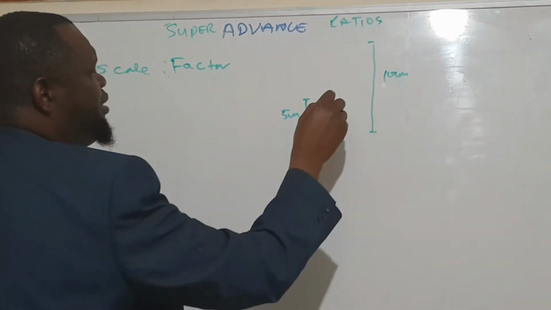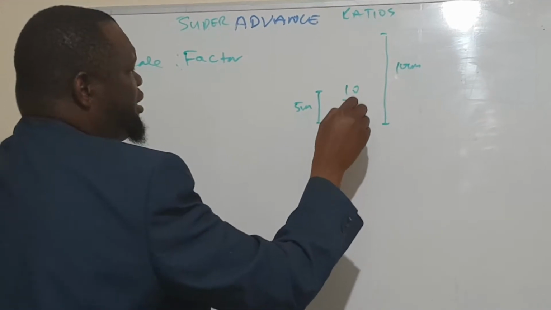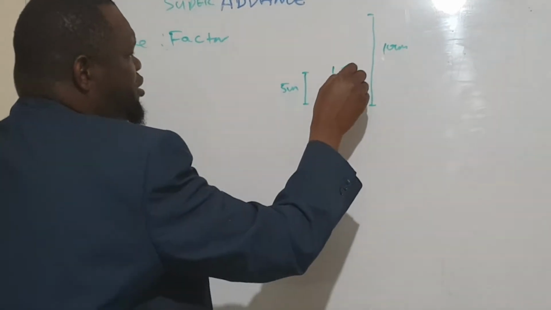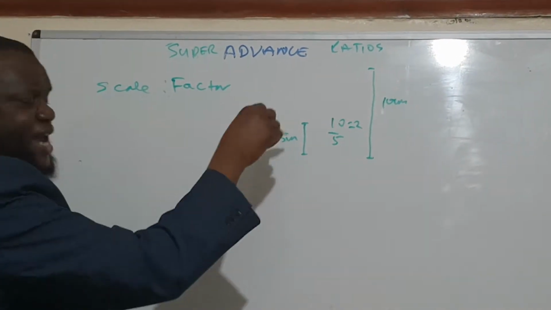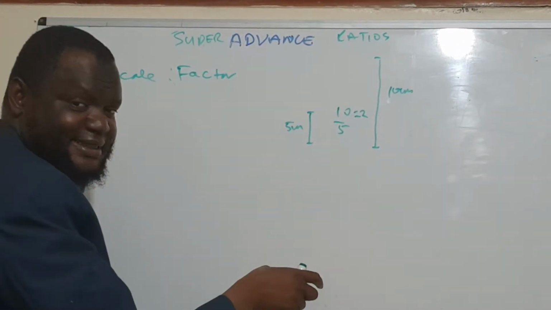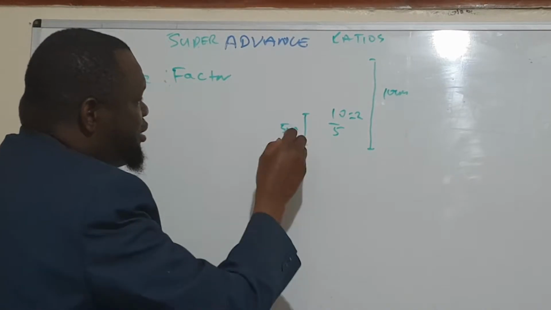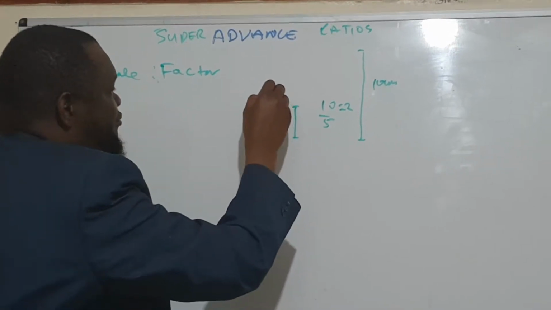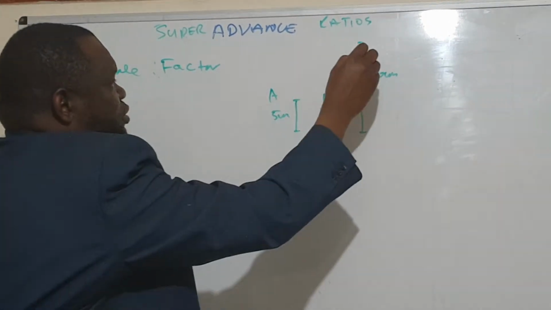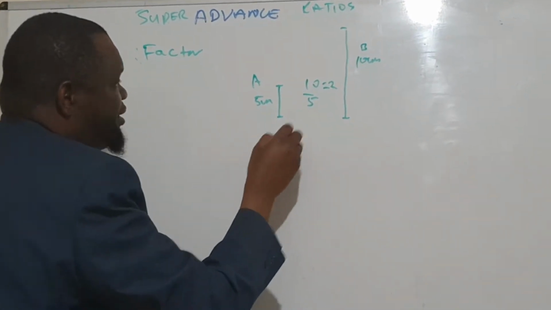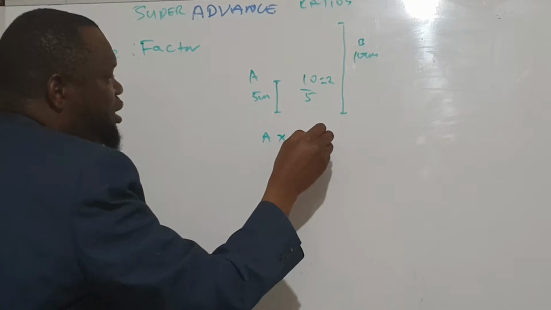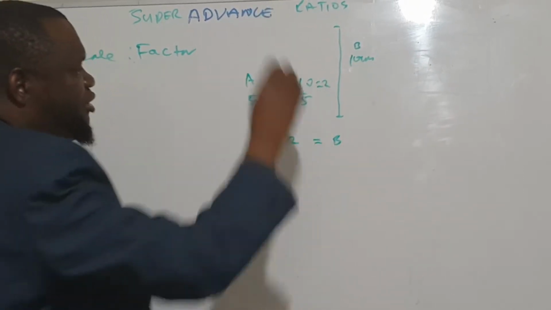The scale factor will be 10 over 5, that means 2. This means this has been enlarged 2 times. But remember, this is only one dimension, meaning it's only a length. So when we call this A, our first image, and this B, we say that A times the scale factor, which is 2, is equal to the length of B.